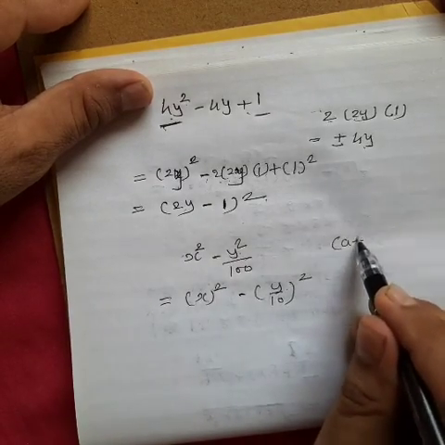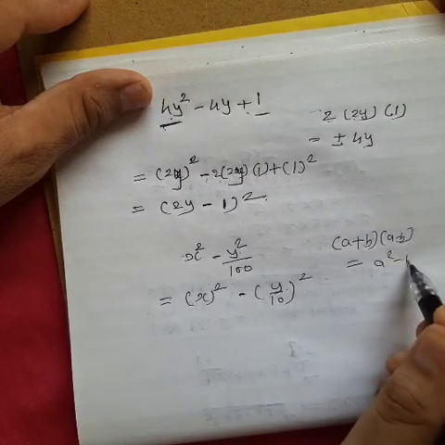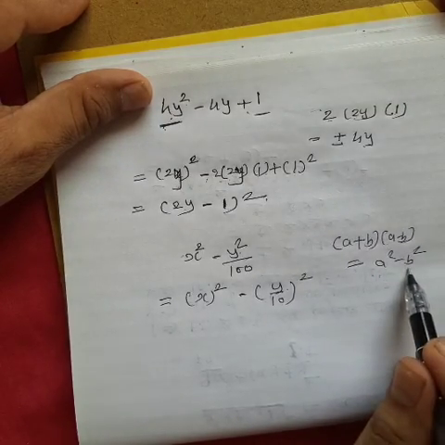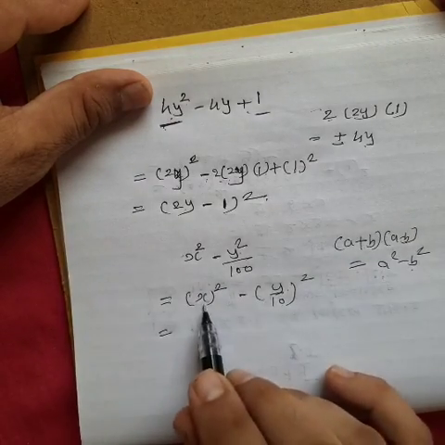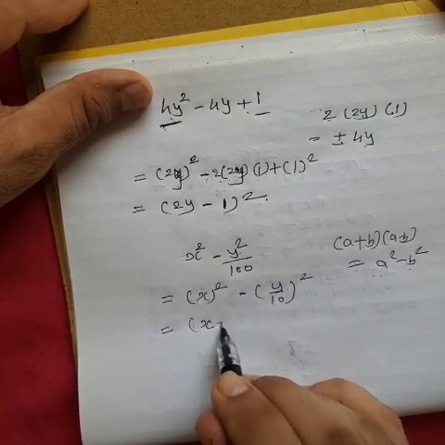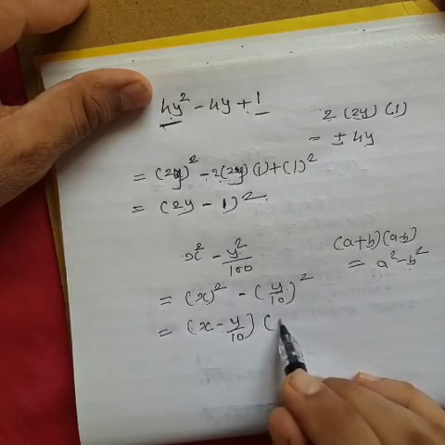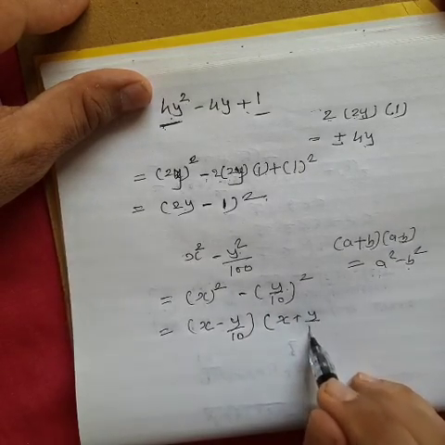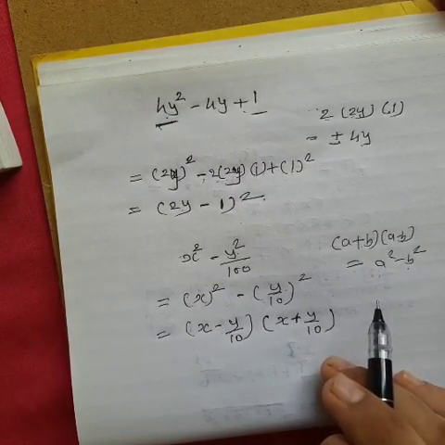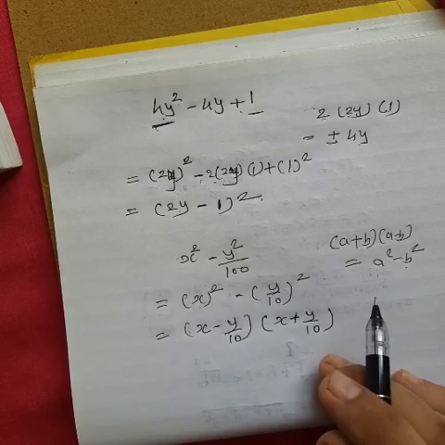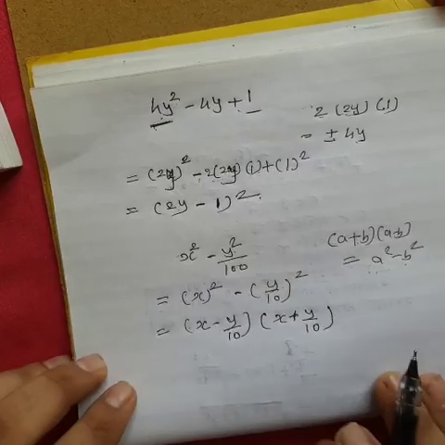So that is like a plus b into a minus b, the identity you can remember, a square minus b square. So here a square minus b square is given. Then what do you write? A plus b and a minus b. So here what do you write? X minus y by 10, one time minus, and another time x plus y by 10, one time plus. All these things you also already learned in 8th standard. So nothing new for you. Get it?